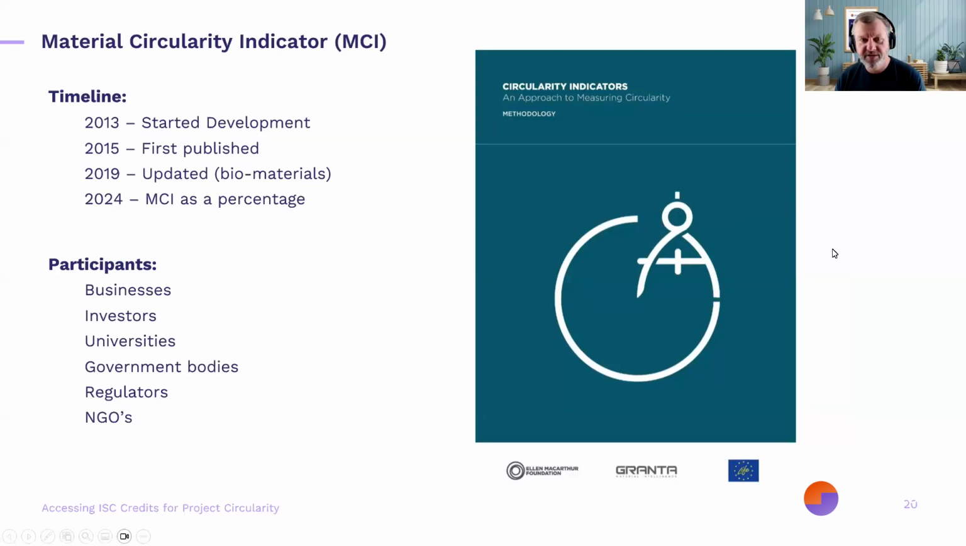Now, the material circularity indicator itself started development in 2013. We first published that methodology in 2015. In 2019, we saw the update to that, which included biological material flows. And just this year, we published a small addendum to the methodology that enables the MCI to be calculated as a percentage, which aids communication. Throughout that development process, there's been a broad range of stakeholders from business community, from investors, universities, government bodies, regulators, NGOs. So it really has been quite a large team effort to put this methodology together.